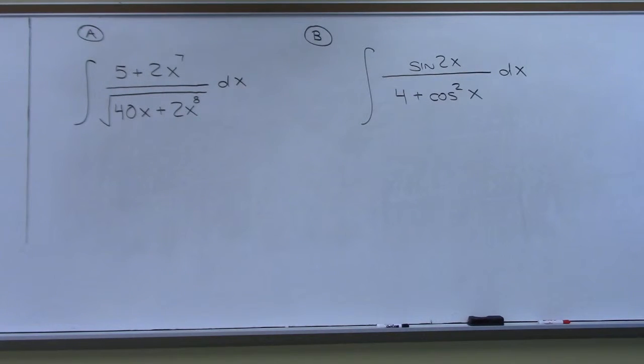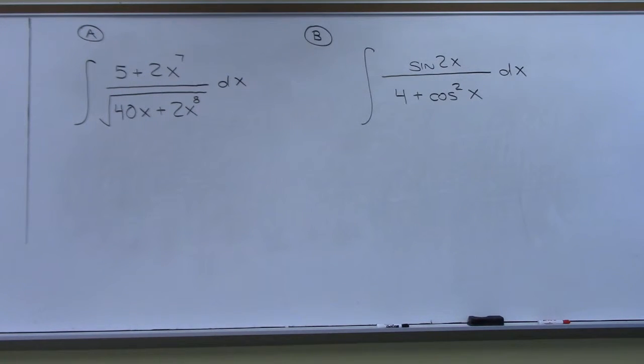How we doing? Did you try something for the first? I did. I put a u for the 40x plus 2x to the 8th. The derivative of that was 40 plus 16x to the 7th. I'm having trouble factoring that. Okay, so you have this, right? You have 40 plus 16x to the 7th dx. That's what you have. And what you want, it would be really nice if it was a 5 plus 2x to the 7th. That's what you have as your du?